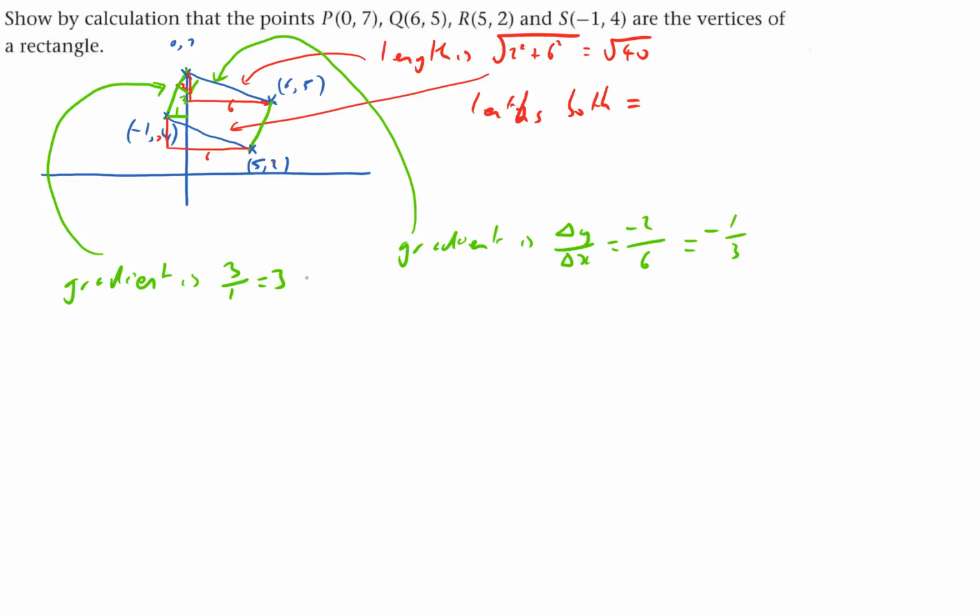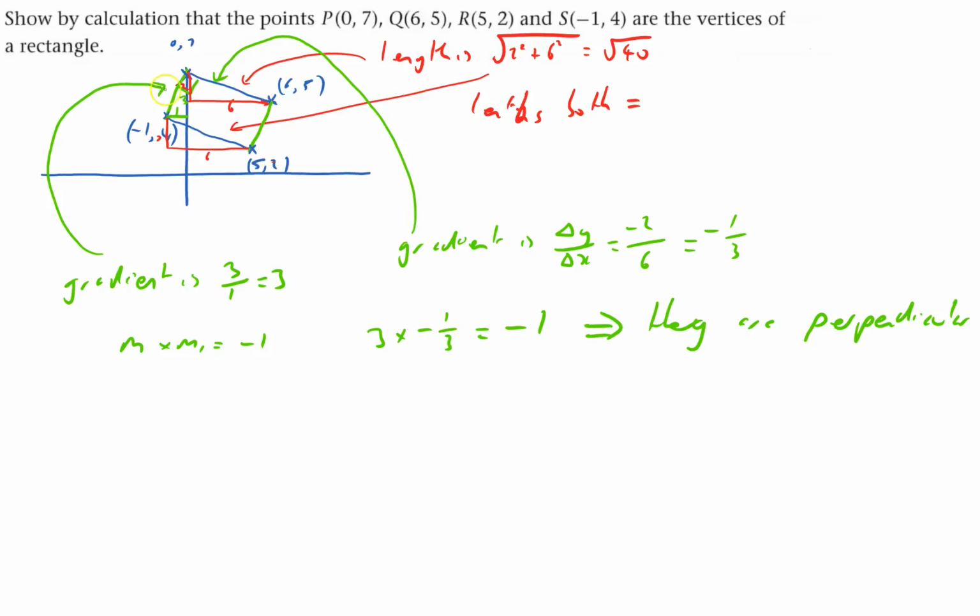And to show that they're perpendicular, then we have to have m times m1 equals -1. So 3 times by -1/3 does equal -1, therefore they are perpendicular. And therefore we've got a right angle there. We've got the blue line here, it's the same length as the blue line here, therefore it's a rectangle.